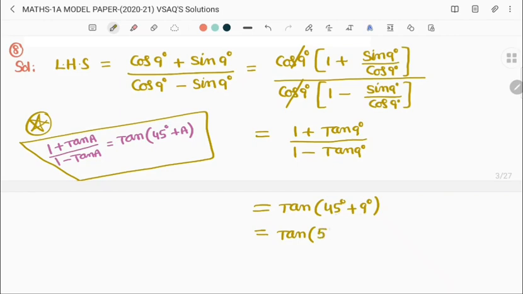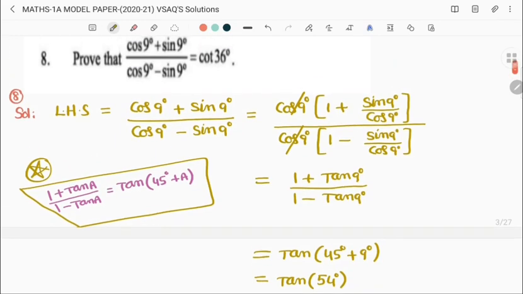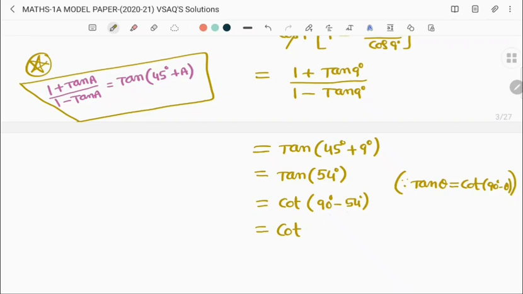54. But they are asking to prove in terms of cot, na? The answer is cot 36. So we can write tan 54 using tan theta is equal to cot of 90 minus theta. So cot of 90 minus 54, that is equal to cot 36. So hence proved, this is RHS.